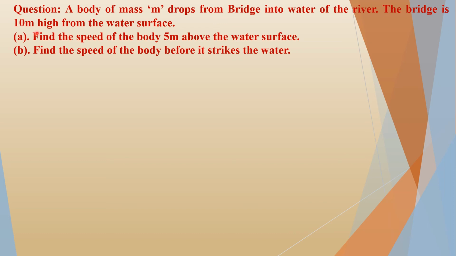Question. A body of mass m drops from a bridge into the water of the river. The bridge is 10 meter high from the water surface. Find the speed of the body 5 meter above the water surface. Find the speed of the body before it strikes the water.